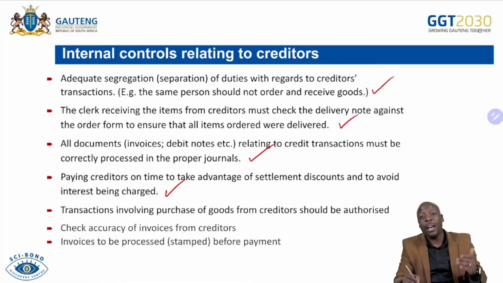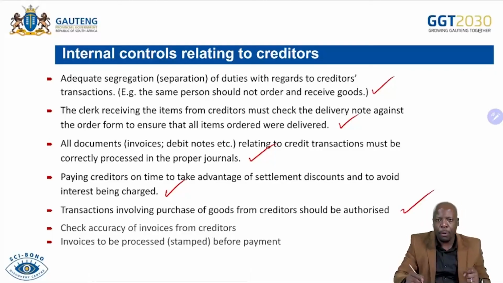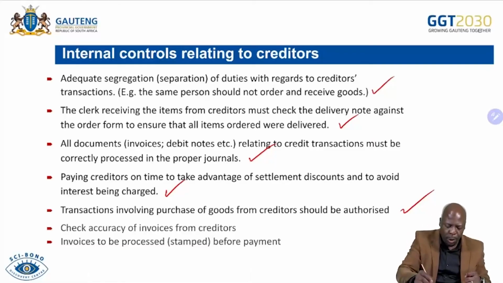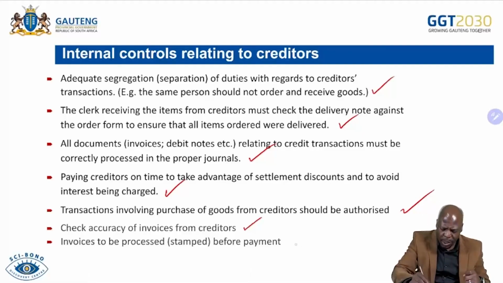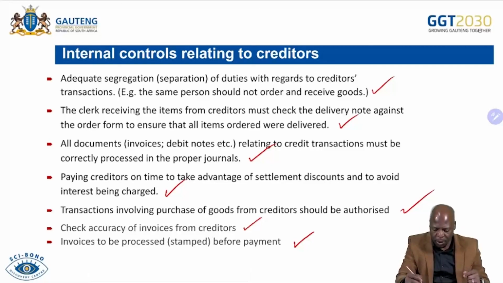Transactions that involve purchase of goods on credit should be authorized. In other words, not every person should be able to buy goods from our suppliers without proper authorization. There has to be proper authorization. Okay, and then there should be someone to check the accuracy of invoices from creditors. And then lastly, invoices to be processed or stamped before payment.